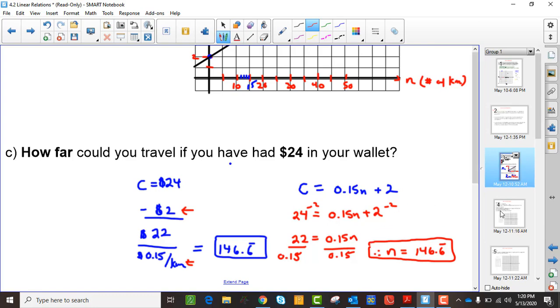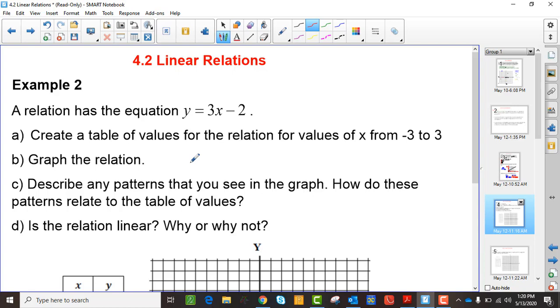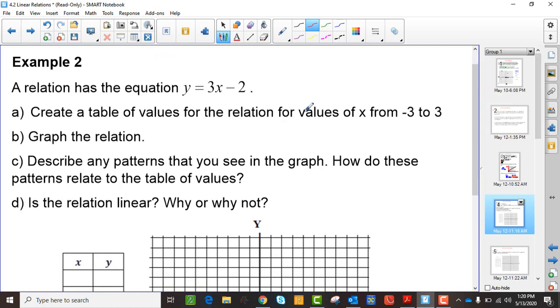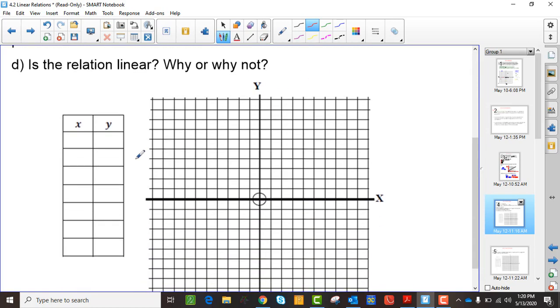Okay, if we look at another example, this example actually gives us the relation. It says, here's the equation, 3x minus 2. And it says, create a table of values for the relation for values of x from -3 to 3. So what we're going to do, I'm going to go -3 to 3. So -3, -2, -1, and then 0, and then 1, 2, and 3.